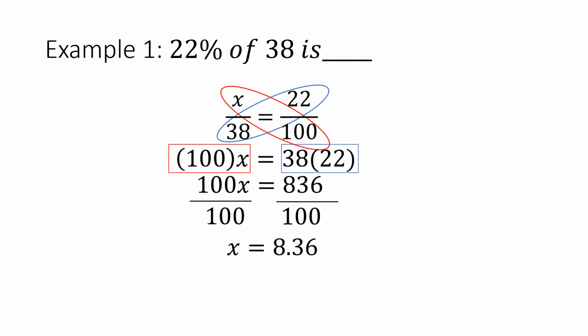Now, the nice thing about this is that we can check our answers. So if you want to check, you would take 8.36 and divide it by 38. And when you do that, that's equal to 0.22. And then to change that to a percentage, we're going to times it by 100, which equals 22%. So that tells us that we did example 1 correct. So the answer will be 8.36.